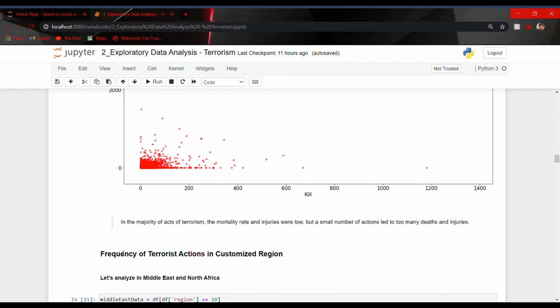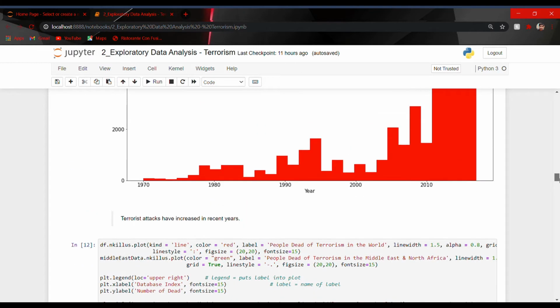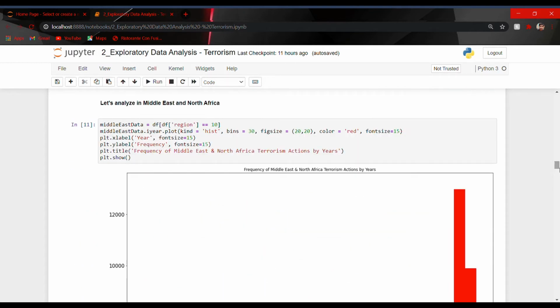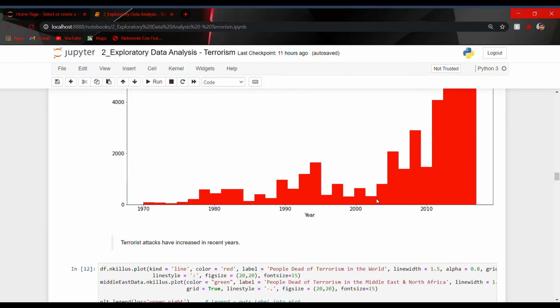So let us now jump to the frequency of terrorist attacks in categorized regions. Now here we can see that we have a histogram, and this histogram suggests that after 2010, that means the recent years, terrorist attacks have been increasing.